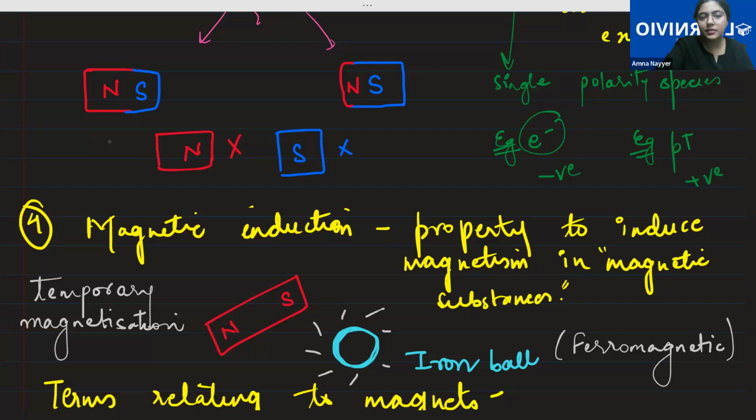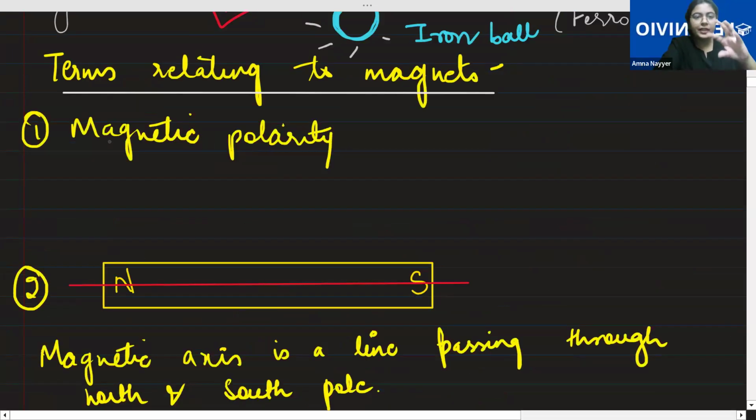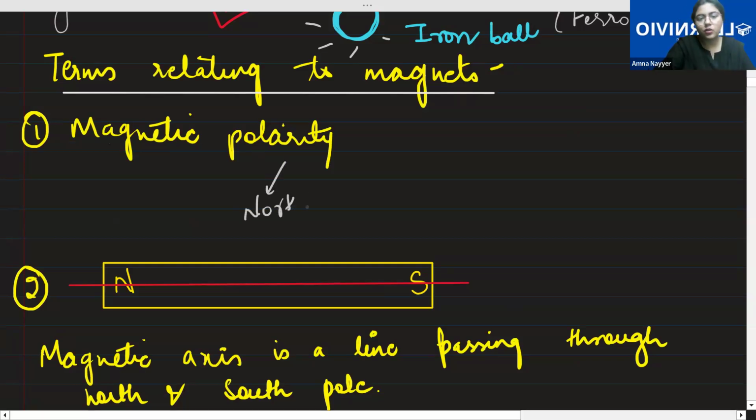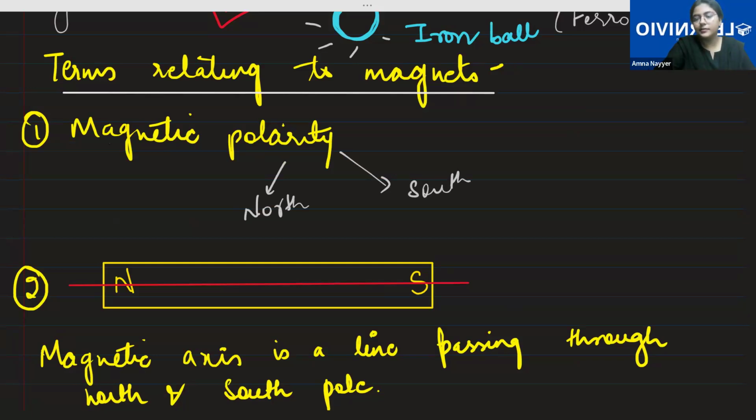We'll discuss certain terms related to magnets. First is magnetic polarity. Now, magnetic polarity, you already know. What kinds of polarities are there in magnets? Two kinds. Magnetic polarity means a north polarity and a south polarity.